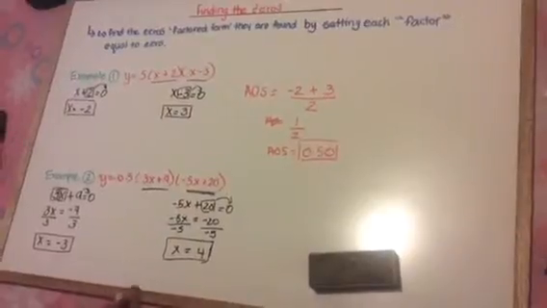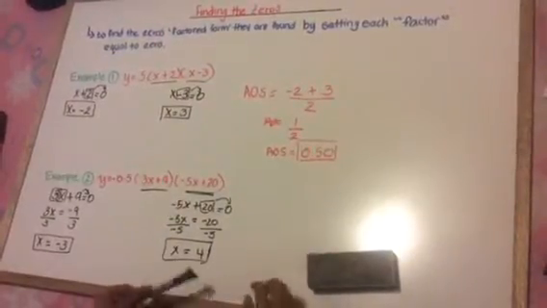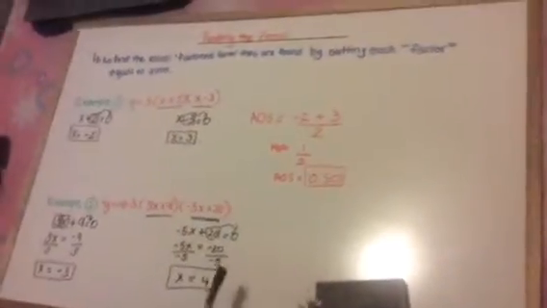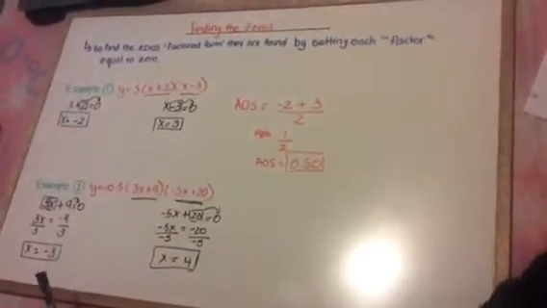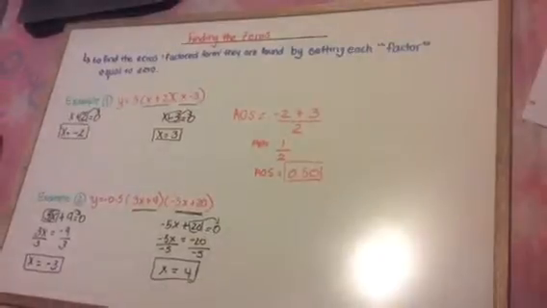With our x-intercepts, we can basically find everything. We can find the axis of symmetry and use the axis of symmetry to sub it back into the original equation. So this is how you find the zeros in factored form.